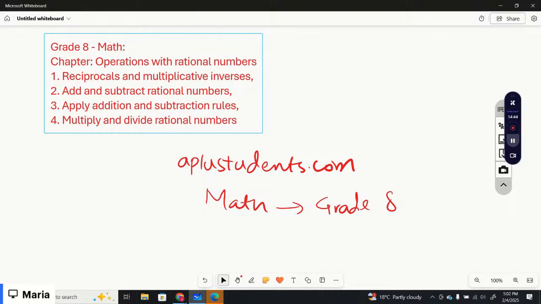There you can find a list of the chapters. We're going to start with the chapter operations with rational numbers. The lessons we're going to cover today are reciprocals and multiplicative inverses, add and subtract rational numbers, apply addition and subtraction rules, multiply and divide rational numbers.